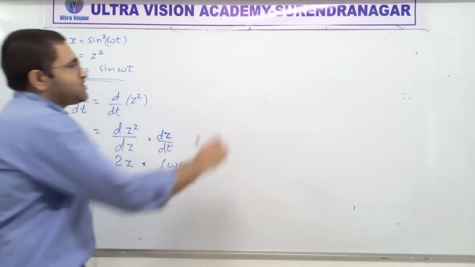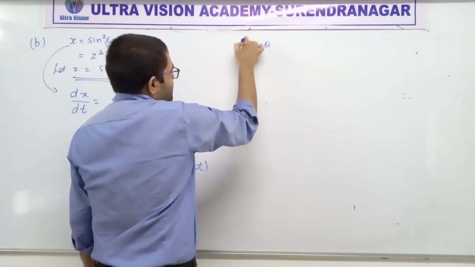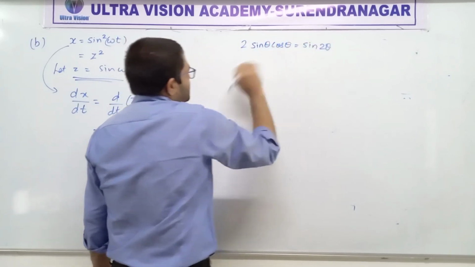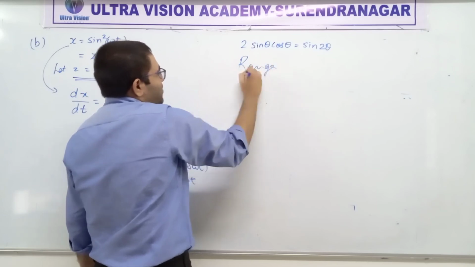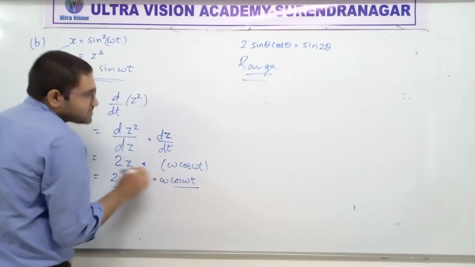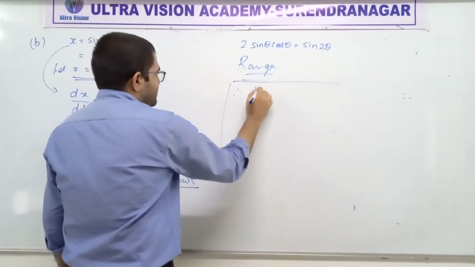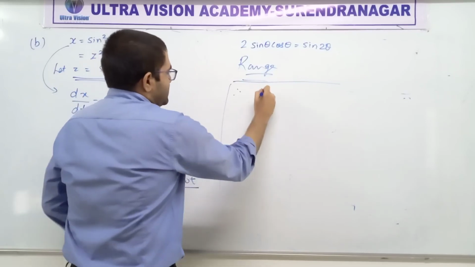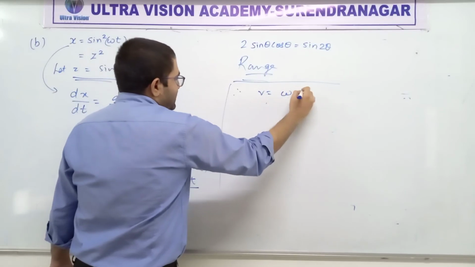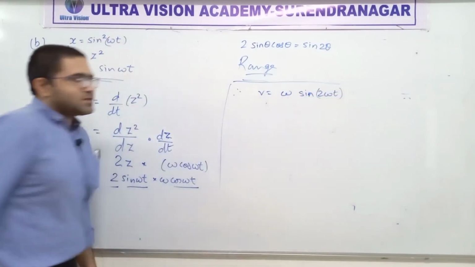Now trying to recall a relation that we have definitely learned: 2 sine theta cos theta is sine 2 theta. We used it in the range of projectile motion, if you recall. So we are seeing here 2 sine theta cos theta. If I do that here, we get v, because dx by dt means v, isn't it? So v is equal to omega sine 2 omega t. Clear so far?